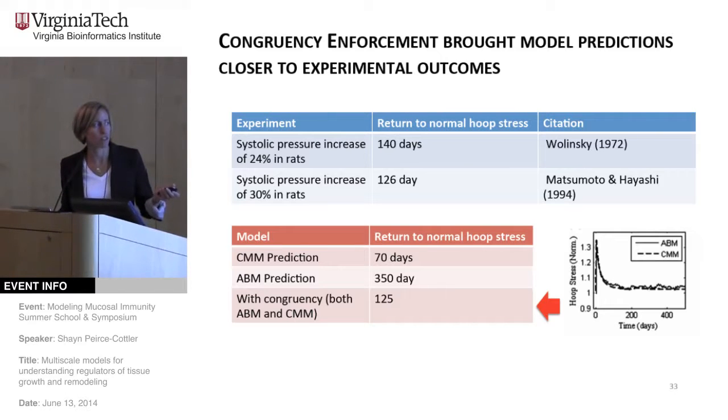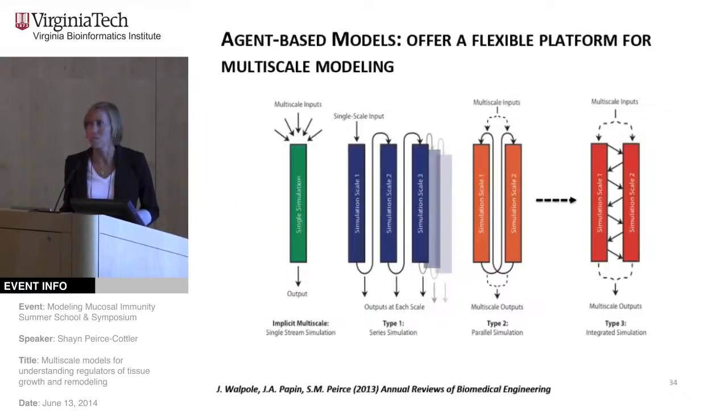But when we forced this congruency and made them agree, we were able to better recapitulate what had been experimentally measured. So again, the models don't necessarily have to feed back and forth in a really tightly integrated way to be informative and instructive for understanding the biology and reproducing the biology in an experimentally relevant manner.